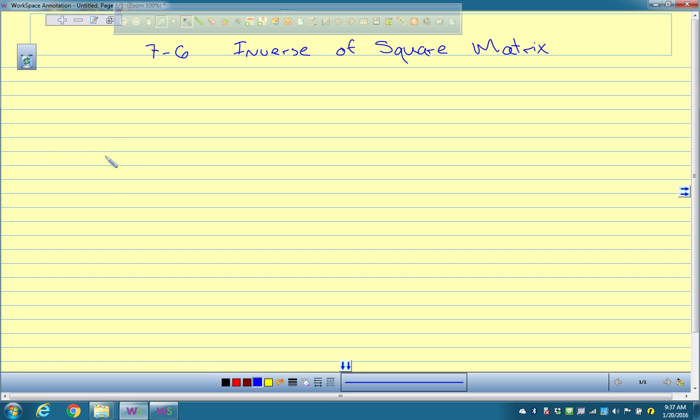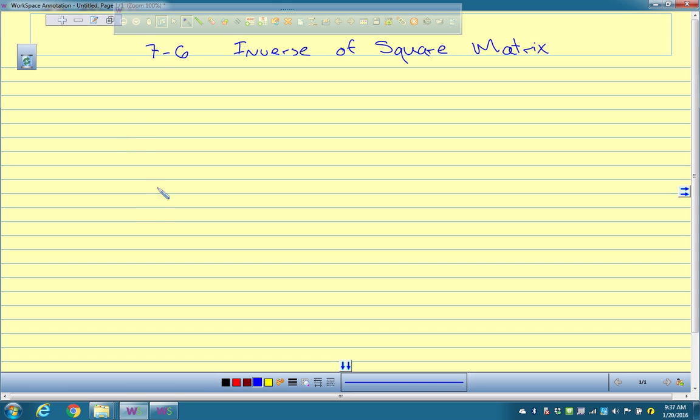So on a test, just so you know, I will probably have you find the inverse of a 2x2 by hand. And I'm going to show you how to do a 3x3 by hand, but you probably won't have to do a 3x3 on your test by hand. Okay, you could use your calculator, because I tried to do a 3x3 last night, and it's not hard, but there's a lot of places where you can make dumb mistakes.